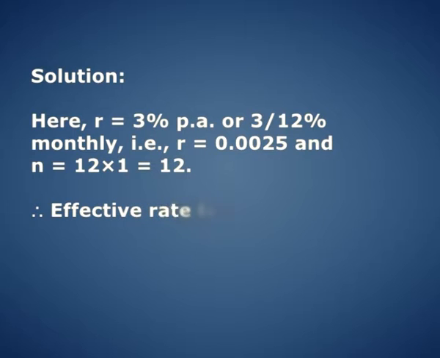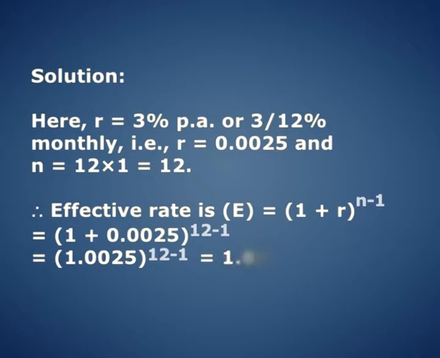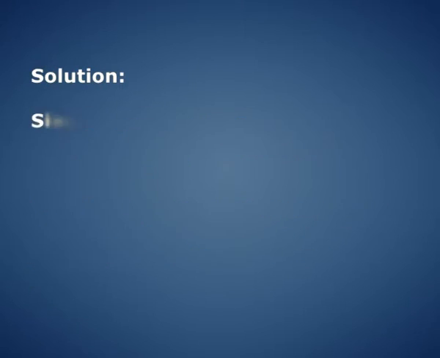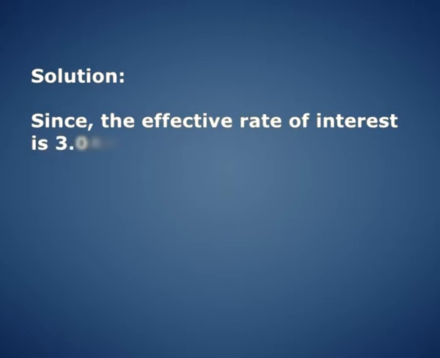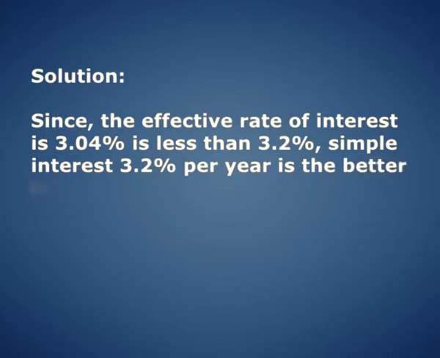Now effective rate, which is given as capital E, is equal to (1 plus R) to the power N minus 1, which is equal to (1 plus 0.0025) to the power 12 minus 1, which gives us 1.0025 to the power 12 minus 1, which gives us 1.0304 minus 1, which is giving us 3.04%. Since the effective rate of interest 3.04% is less than 3.2%, simple interest of 3.2% per year is the better investment.